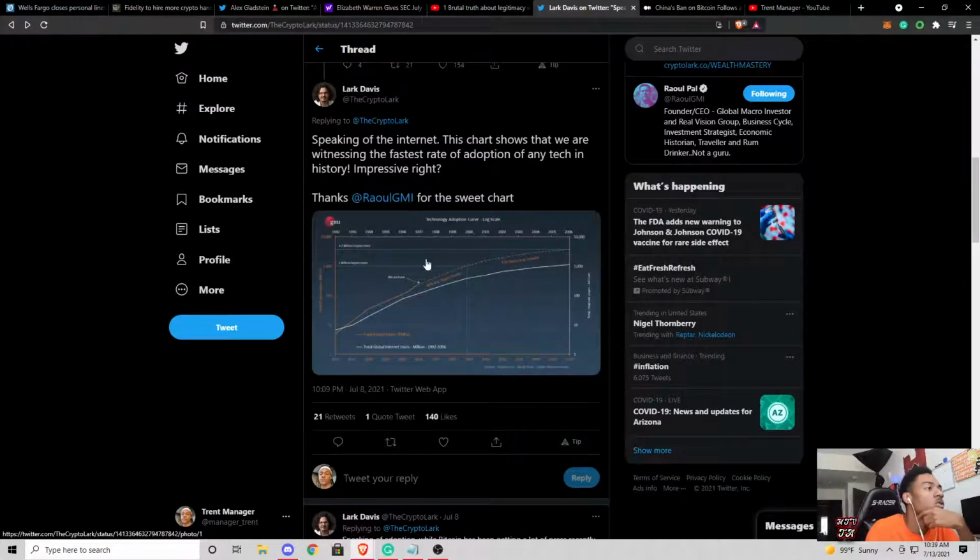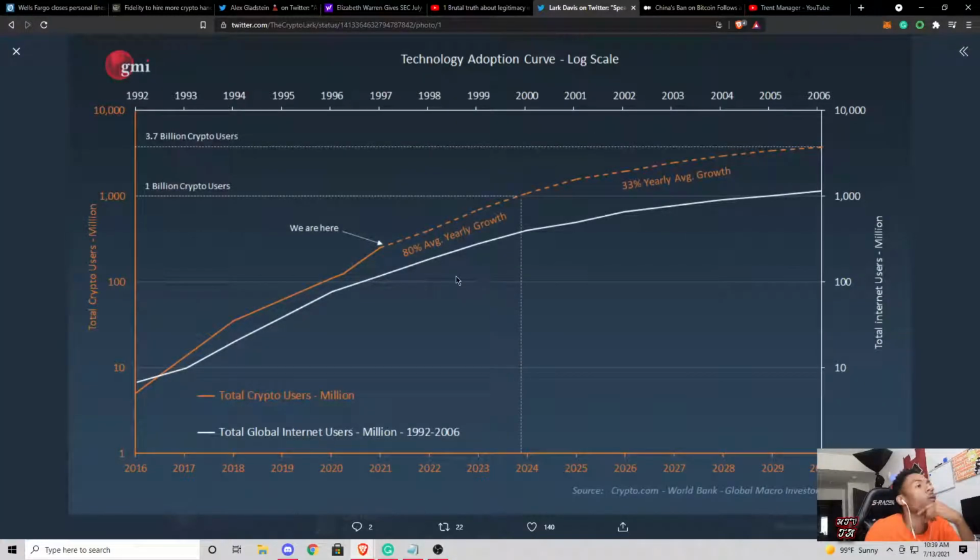Speaking of the internet chart, this is also the chart that I wanted to go back and cover before we hopped over here. Look at this one: technology adoption curve, log scale, total crypto users versus total global users of the internet from 1992 to 2006. This is a good chart. I'm going to post all these charts on the Patreon so these can be some quick reminders. I think these are really good.